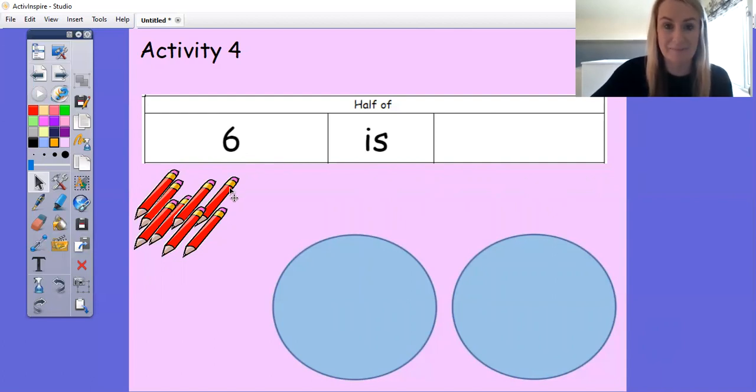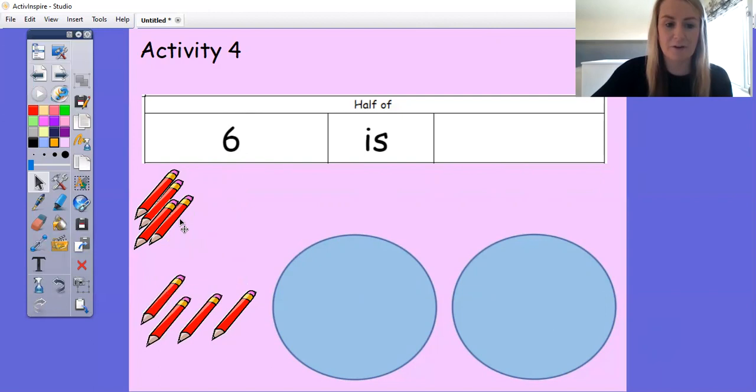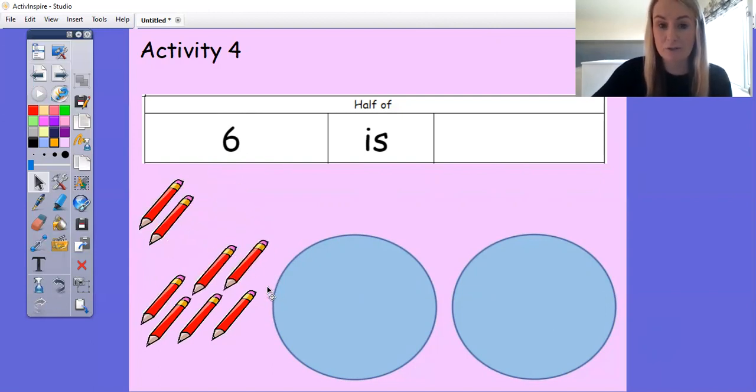Are you ready to help me? 1, 2, 3, 4, 5, 6. And you might want to double check them, count them again, just to check you've got the right amount. I don't need these 2 here, do I?